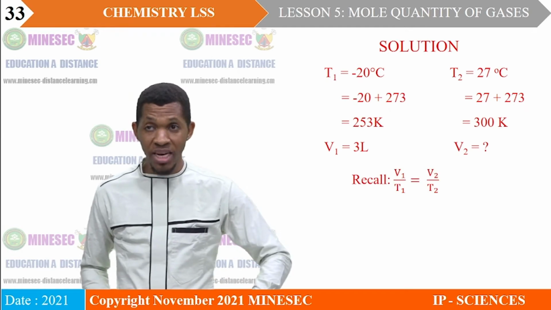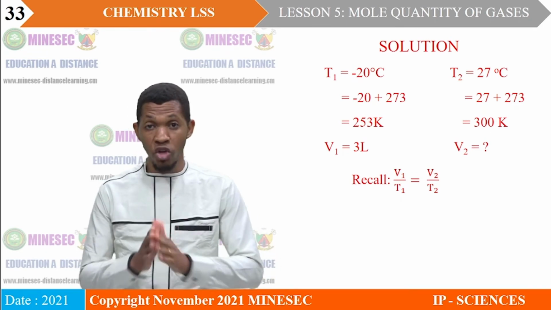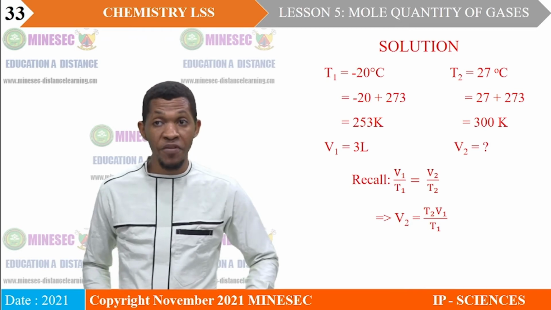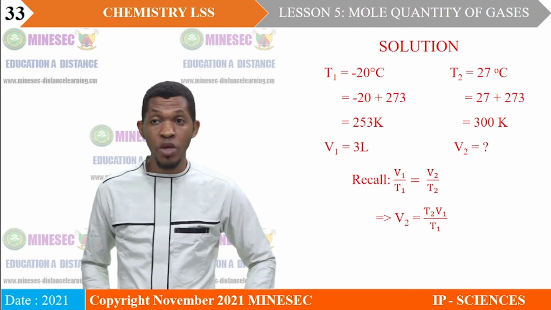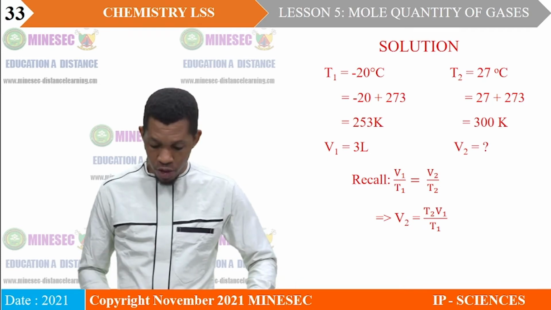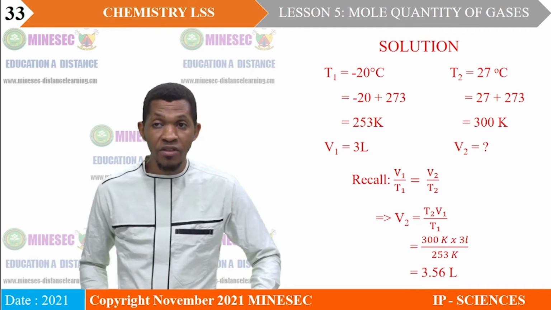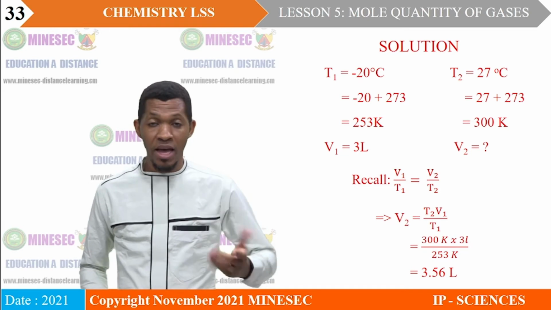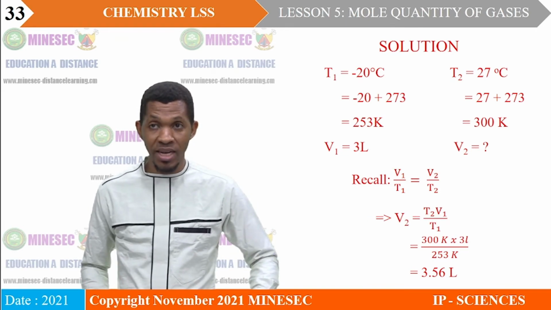V1 over T1 is equal to V2 over T2. So if we make V2 the subject of the above equation, we have V2 is equal to T2 V1 over T1. Substituting T2, V1, and T1 with their values in the equation, we have V2 is equal to 300 Kelvin times 3 liters divided by 253 Kelvin. And simplifying, we have V2 is equal to 3.56 liters.